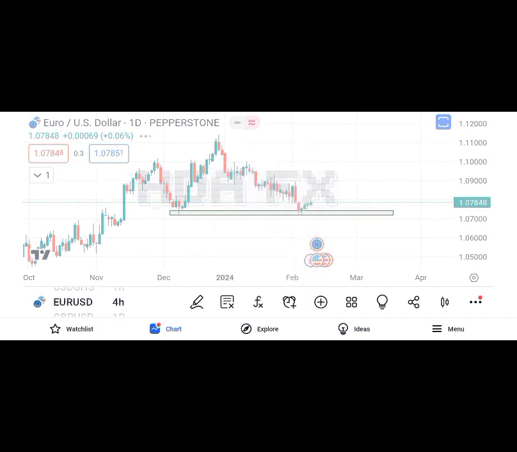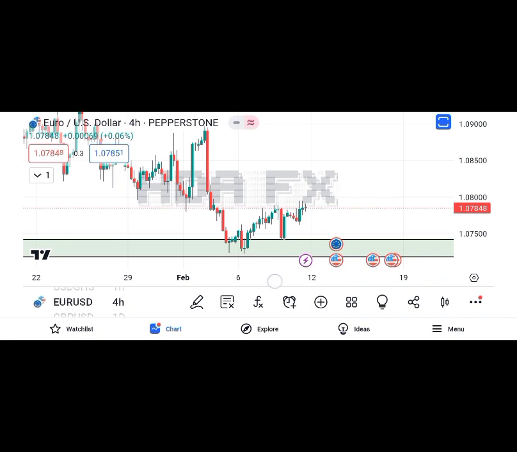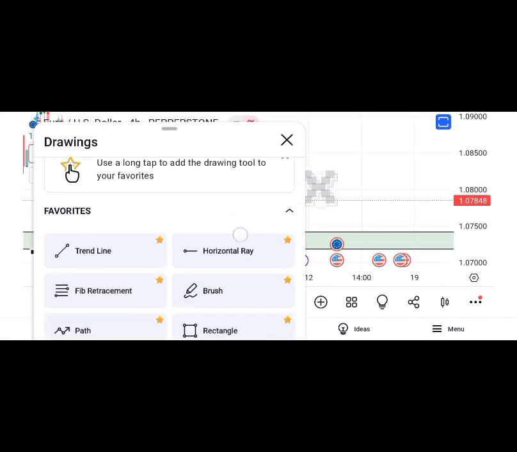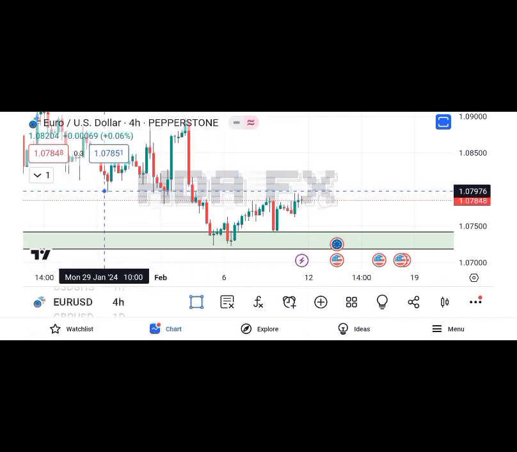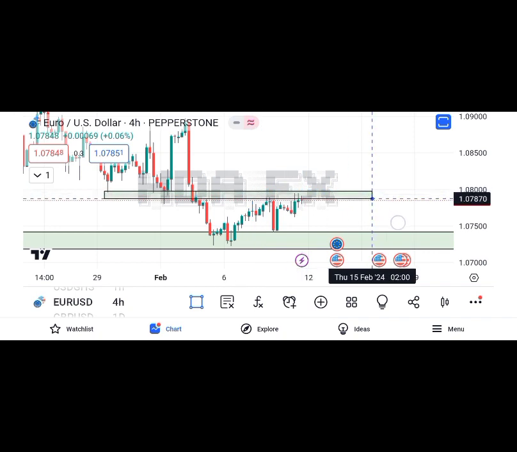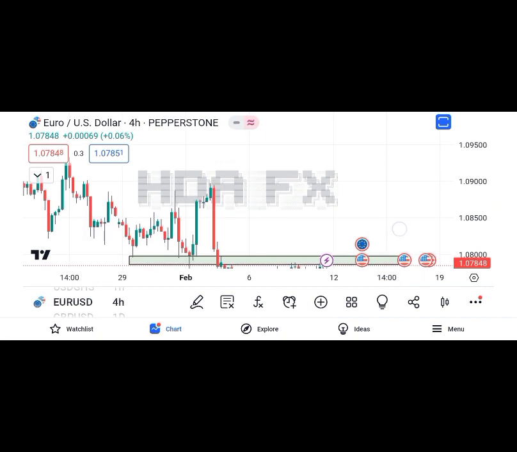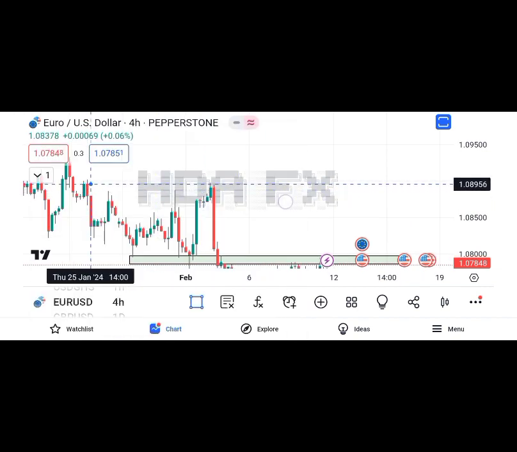Moving down to the 4-hour time frame, we can see that we also have another zone here. Now take a closer look at this point here. We also have another zone of interest here on the 4-hour time frame, and another zone of interest here on the 4-hour time frame.